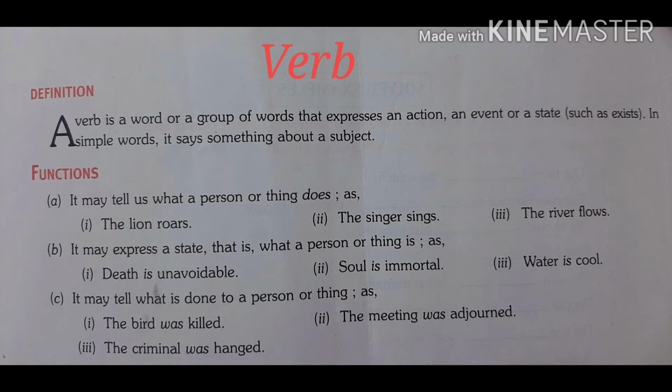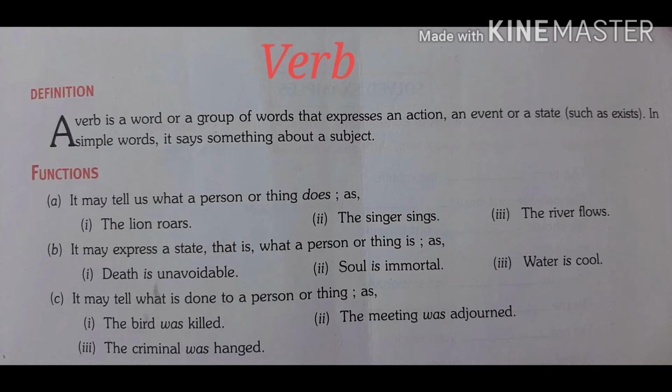Now the function of the verb. It may tell us what a person or thing does. It means the action of the subject. For example, the lion roars. What is the lion doing? Roars. The singer sings. The river flows. In these three sentences, roars, sings, and flows tell us about the action of the subject.